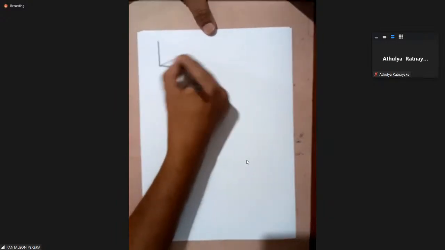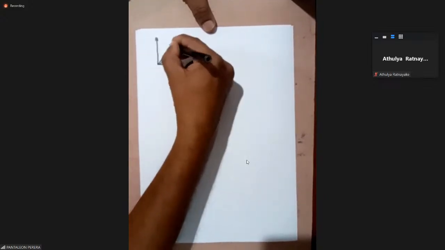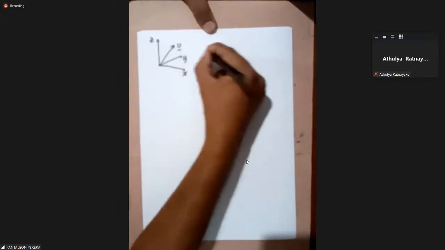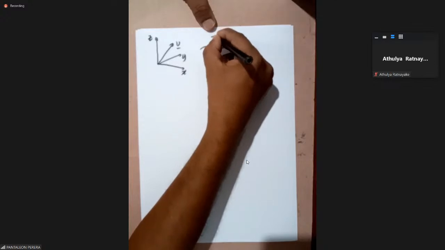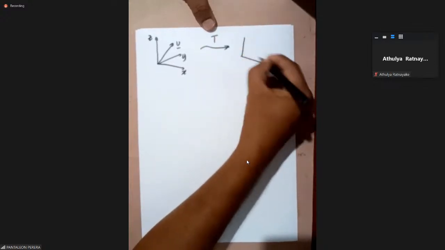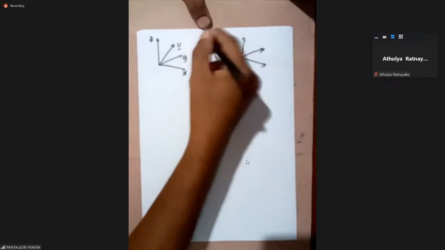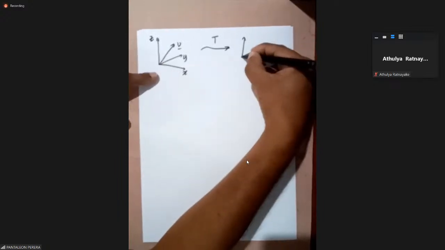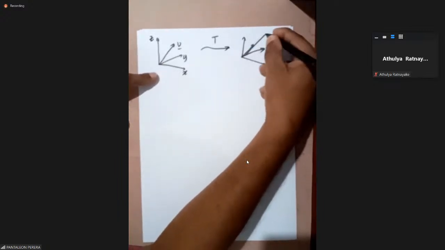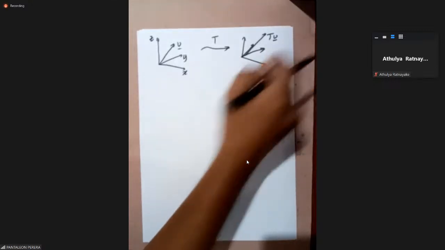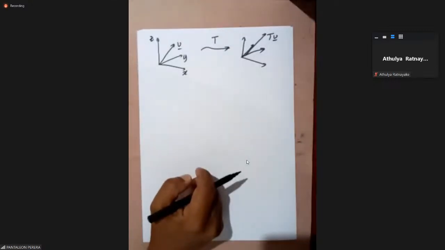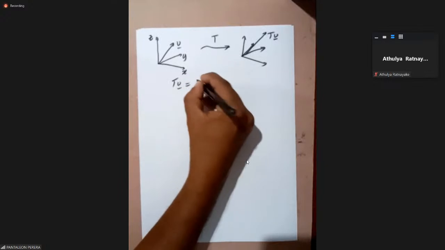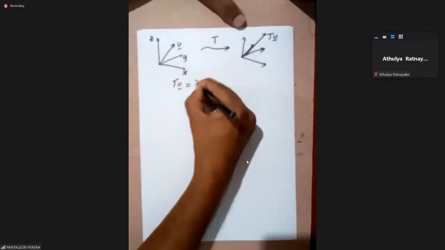Say you have a certain vector, x, y, z. You have a certain transform T, say from R3 to R3. So there are three such vectors so that their directions are invariant. That means TV is simply a scalar multiple of V.